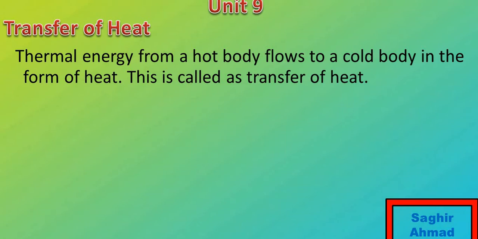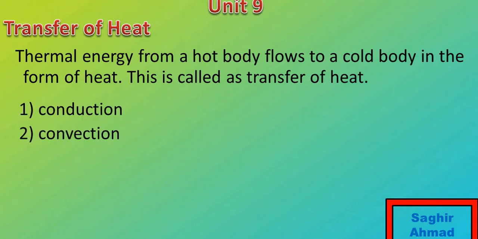There are three ways by which transfer of heat takes place. Number 1, conduction. Number 2, convection. Number 3, radiation. And these three topics we discuss in a whole chapter of unit number 9. First of all, we discuss what is conduction.